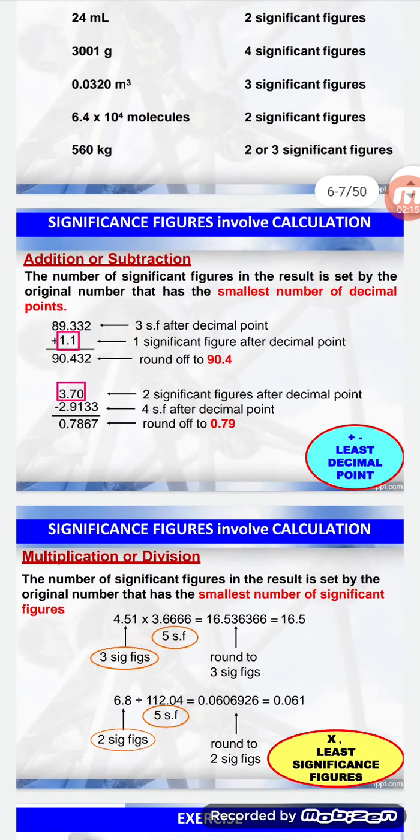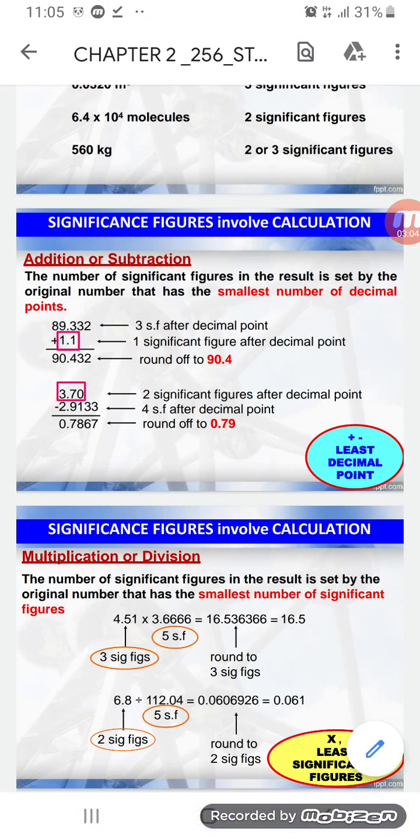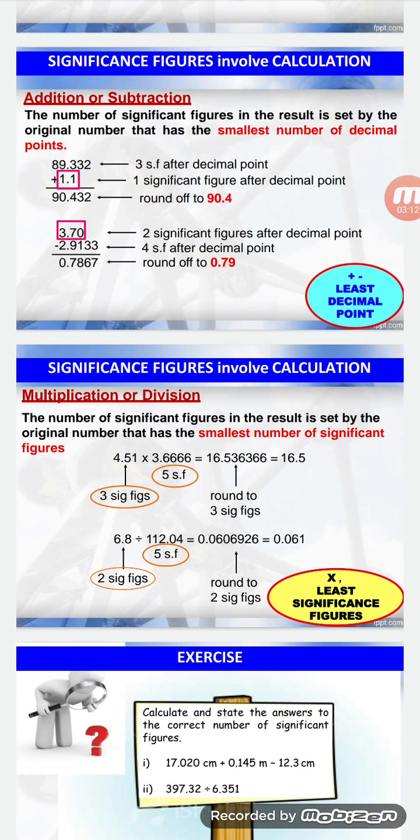So as we discussed also last week, the addition and subtraction procedure. For addition and subtraction, if you want to write down the correct significant figures, you have to count and put it in the correct way after the decimal point. So the least number, for example, 89.332 plus 1.1. So 89.332, after the decimal point we have 3 significant figures. Meanwhile, for 1.1 we have only 1 significant figure after the decimal point. So you have to write down your answer with 1 significant figure after the decimal point, which is 90.434, so 90.4.